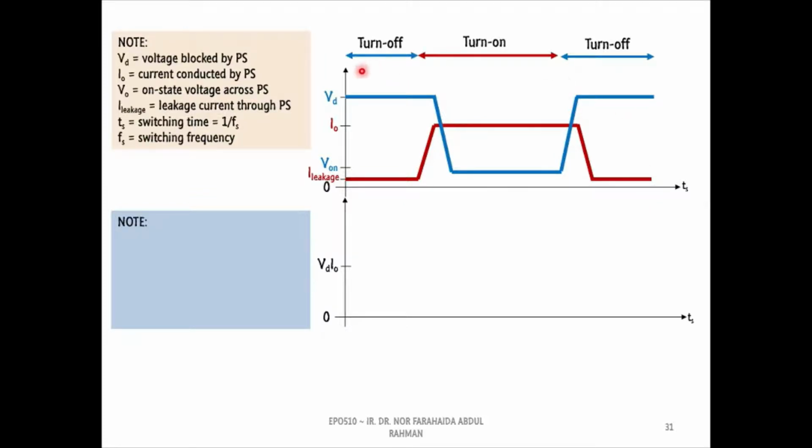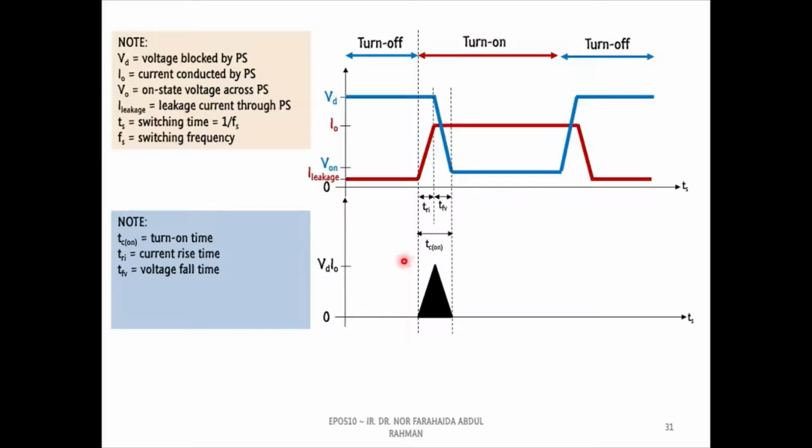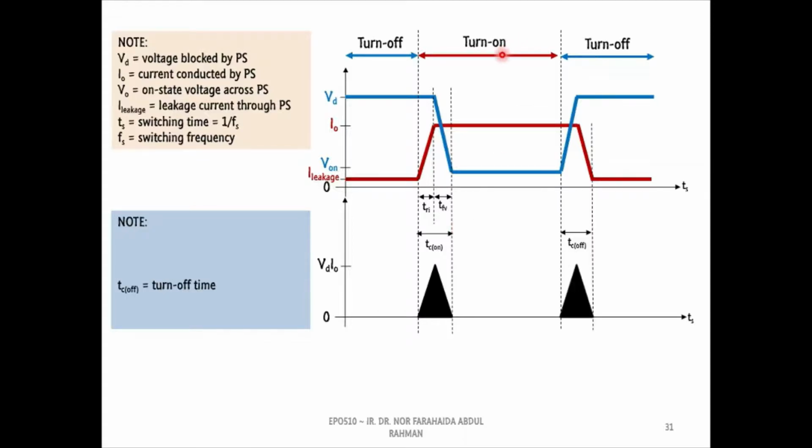In between turn off and turn on, the delay is called the turn on time. It consists of the current rise time and the voltage fall time. Instead, between turn on and turn off, the delay is called the turn off time. It consists of the voltage rise time and the current fall time.